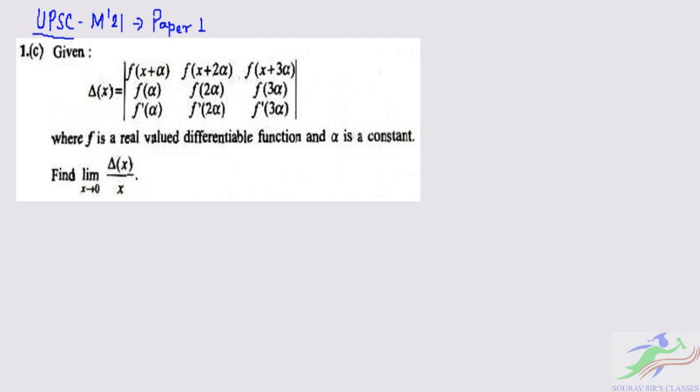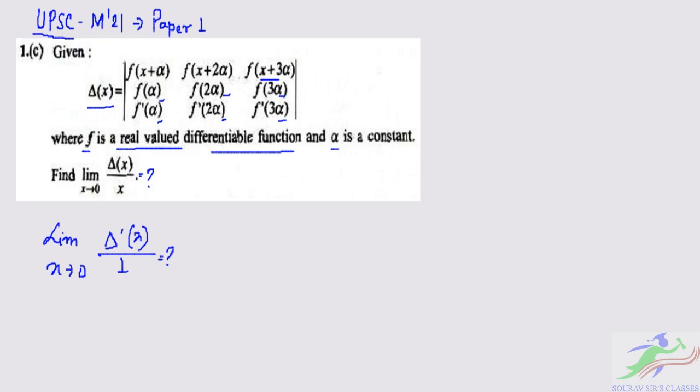Let's take a look at the 1C question before solving it. It is given that del of x is a matrix: f of x plus alpha, f of x plus 2 alpha, f of x plus 3 alpha; f alpha, f 2 alpha, f 3 alpha; f prime alpha, f prime 2 alpha, f prime 3 alpha. Here f is a real valued differentiable function, and alpha is a constant. We have to find the limit as x tends to 0 of del x by x. If we put x equal to 0, it is 0 by 0, which is invalid. So we have to apply L'Hospital's rule, for which we need to find del prime x by 1.